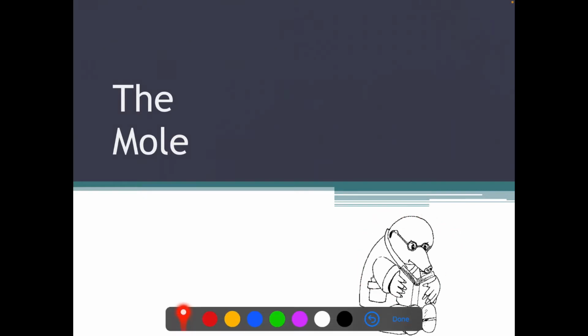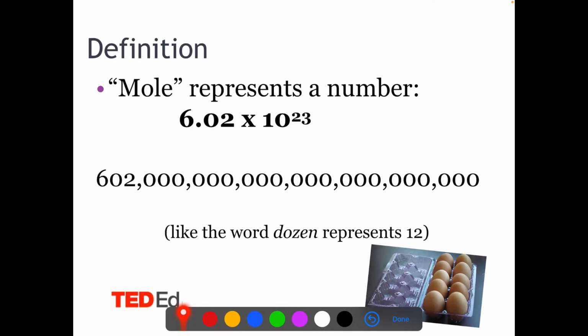So today we're going to talk about a mole, and in chemistry, the chemists like to joke about the mole being like the animal mole, but we'll find out today that it's not. A mole actually represents a number, a really, really, really big number. 6.02 times 10 to the 23rd. That's a 6 with 23 zeros after it. It's a huge, huge number.